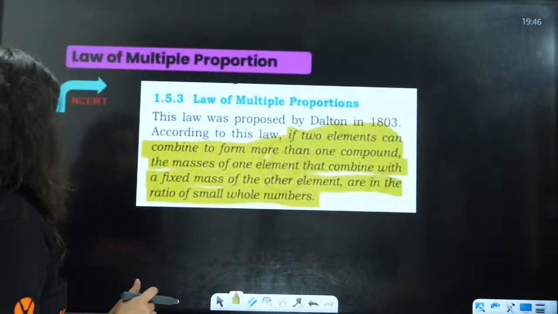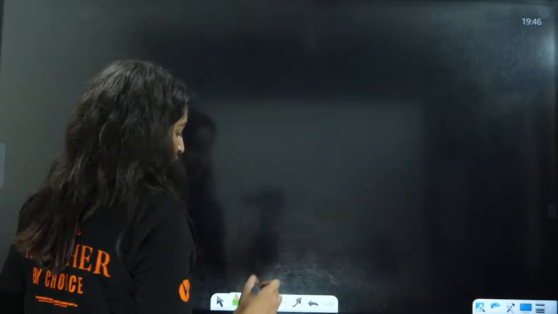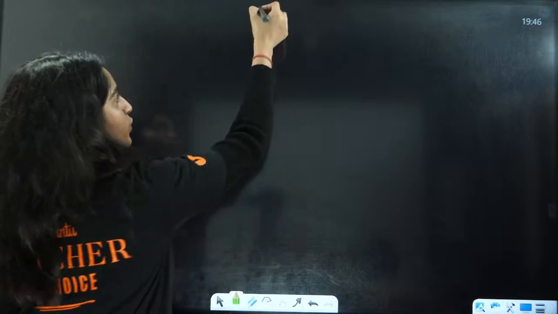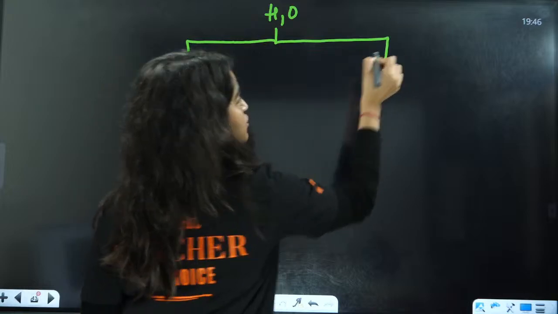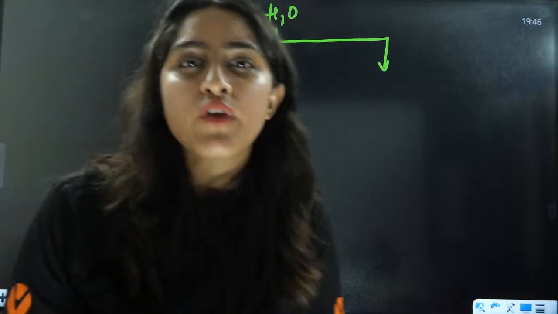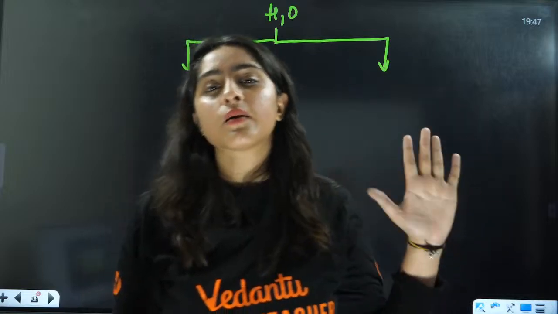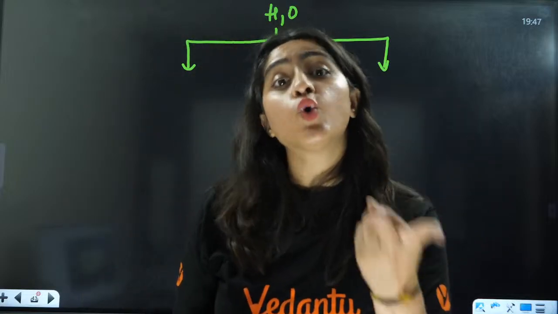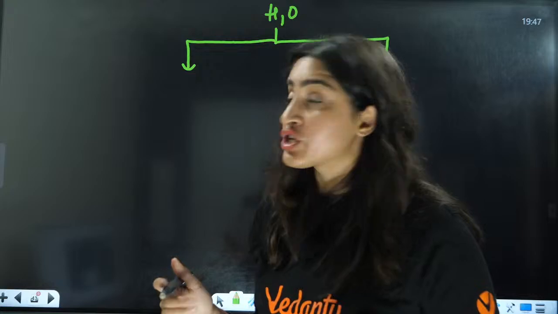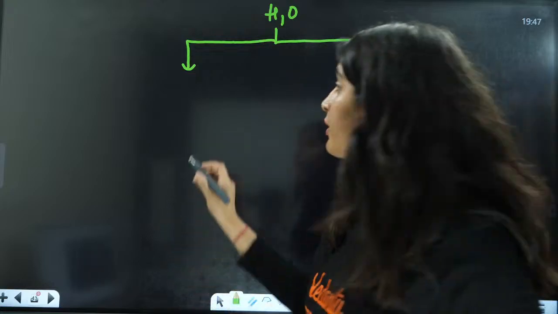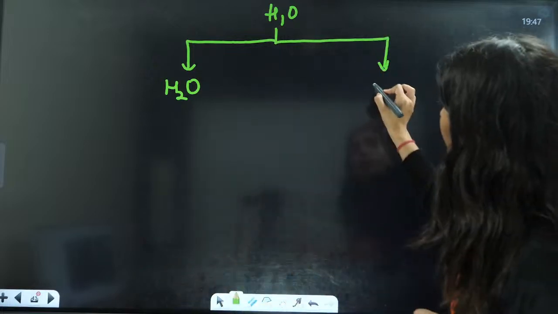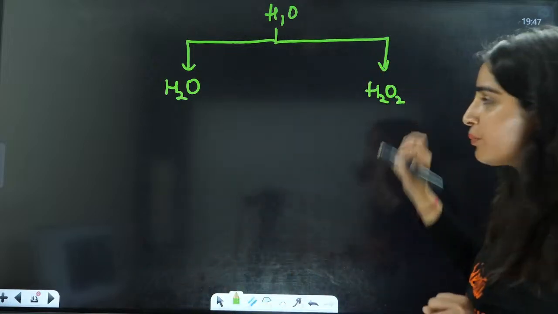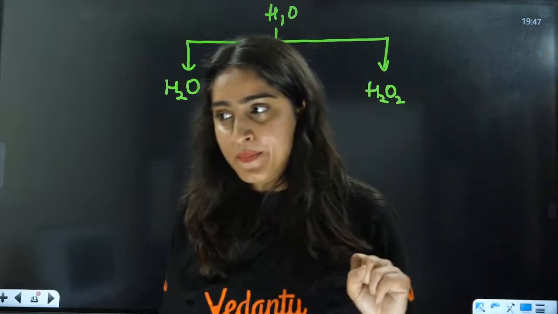For law of multiple proportions, everyone see this here. If I am talking about hydrogen and oxygen, I can say hydrogen and oxygen can combine in various ways, right? It can be various compounds here. If I talk about two main compounds of hydrogen and oxygen, the first compound is H2O. The second compound here is H2O2, right? We have two compounds here.